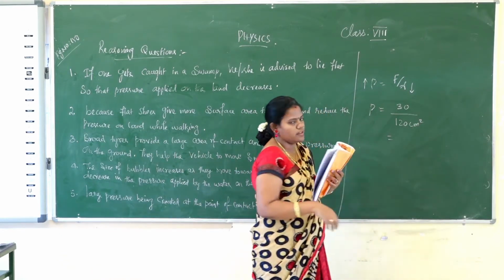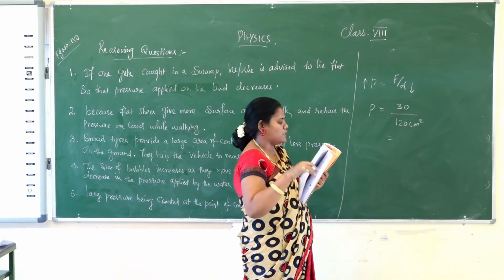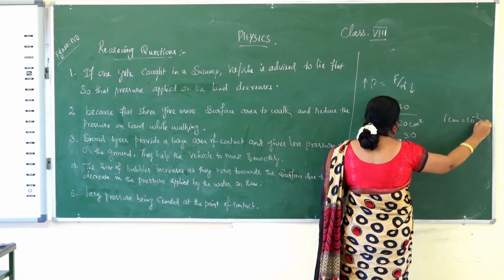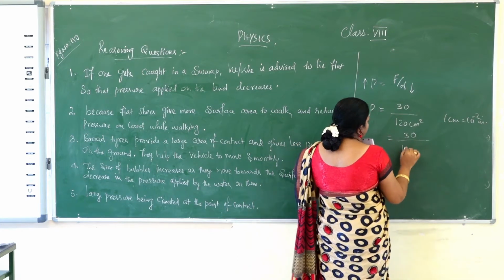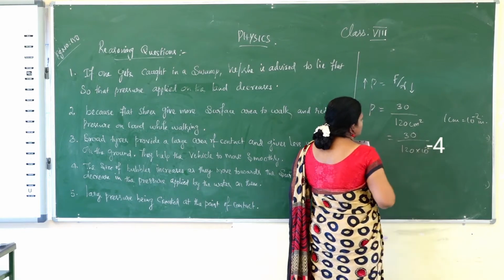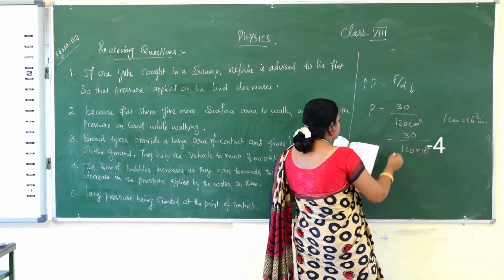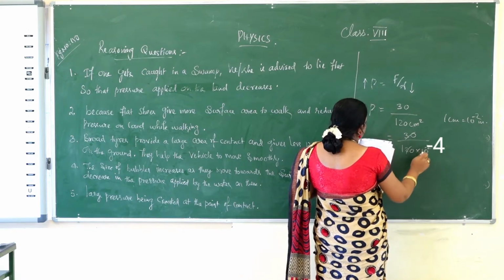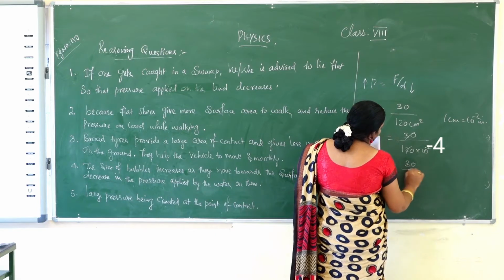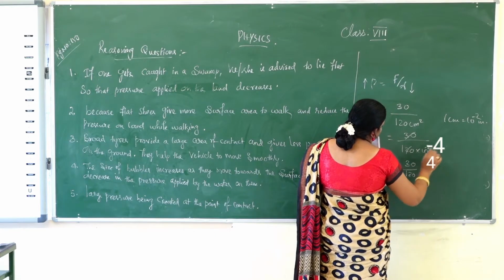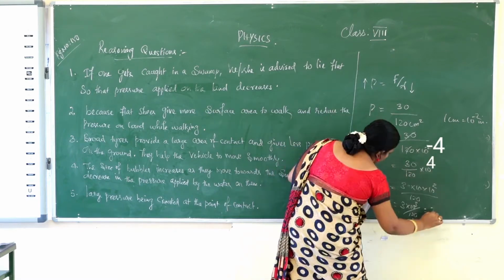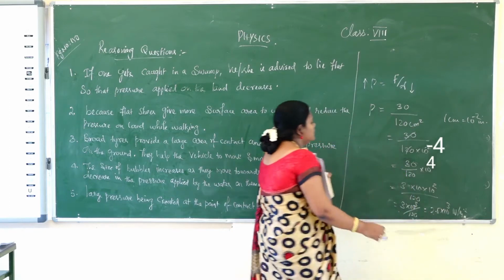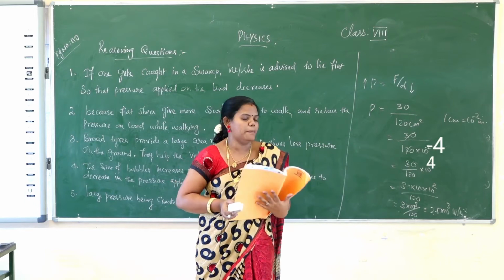So 120 centimeter square will be converted into meter square: 1 centimeter is equal to 10 power minus 2 meter. So 30 by 120 into 10 power minus 2. We calculate 2.5 into 10 power 3 Newton per meter square. So in our book, the answer is 2.5 into 10 power 3 Newton per meter square.